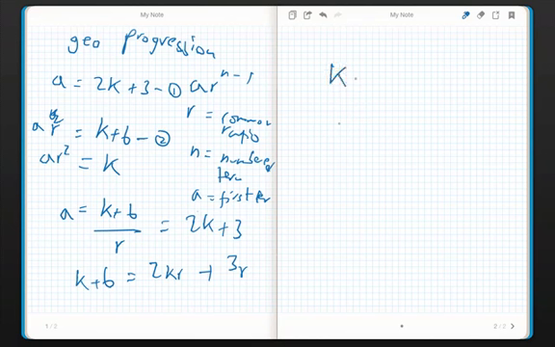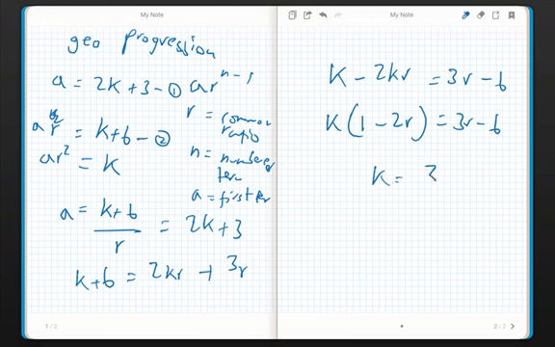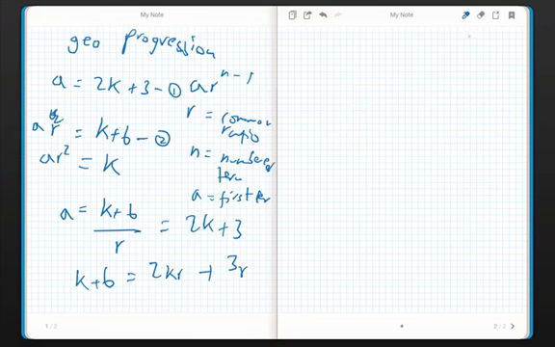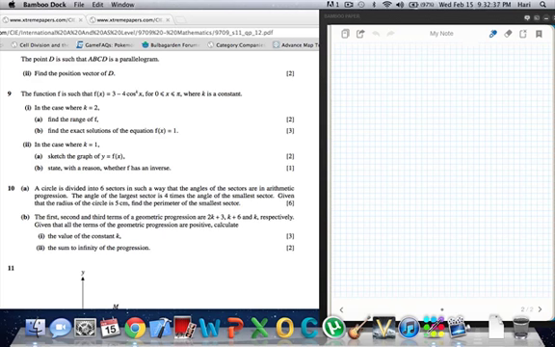We know that k minus 2kr is equal to 3r minus 6. Now taking k common, we know that k times 1 minus 2r is equal to 3r minus 6, and k is equal to 3r minus 6 divided by 1 minus 2r. Now what is our r equal to? Our r is equal to k plus 6 divided by a. This is actually quite a difficult way to do it, so we're going to try another method.